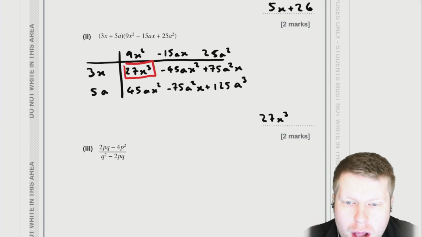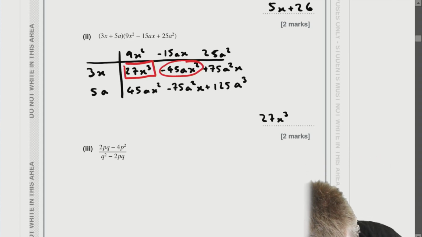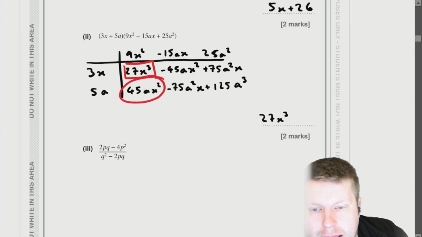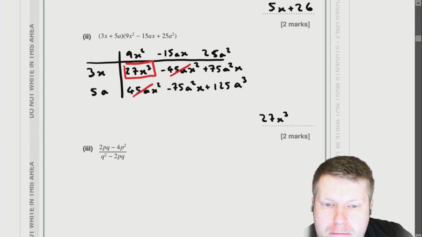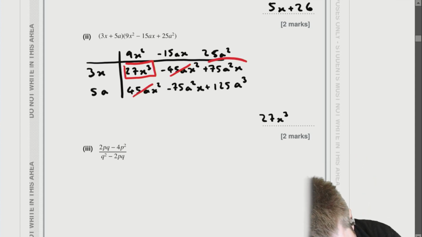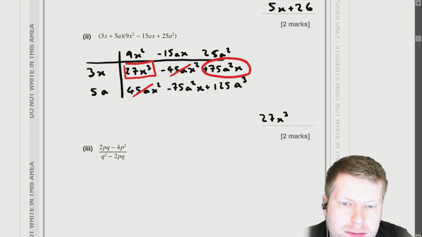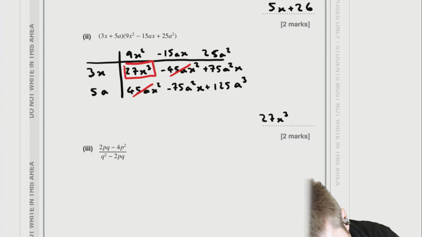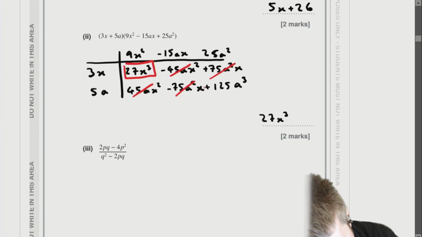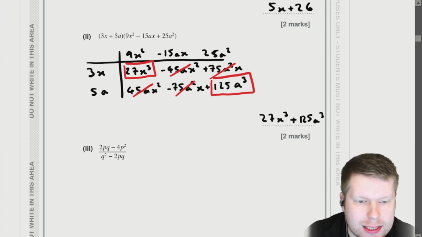But then if you have a look, I've got a negative 45ax squared and then another positive 45ax squared. So when I add them together, these are going to end up cancelling. Equally, if I have a look at the a squared x terms, there's a positive 75a squared x and then a negative 75a squared x later on. So as a result, these two things will cancel. And then there's no other a cubed terms, so therefore I'm just going to get a plus 125 a cubed, like so.